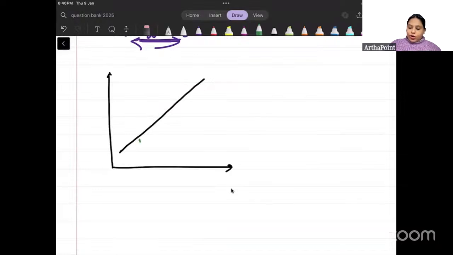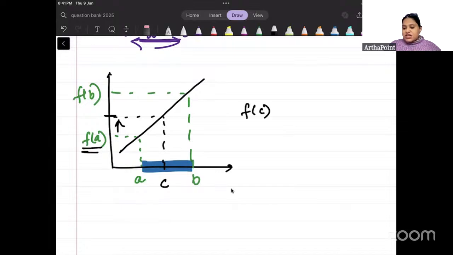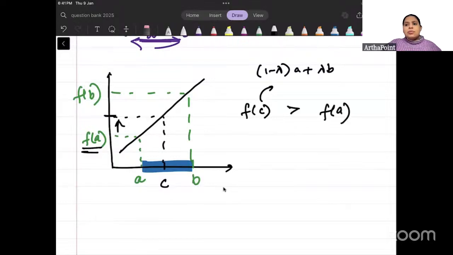ठीक है. I pick up point A. This is f of A. I pick up point B. This is f of B. Now you pick up any point between A and B. Suppose I pick point C. Then you see that that value is above f of A, above the minimum of the two values. So yes, यहाँ पे भी f of C, जो C क्या point है? 1 minus lambda A plus lambda B. It's a weighted average. It is greater than f of A, जो minimum है A और B का. That is true. No issues in that.